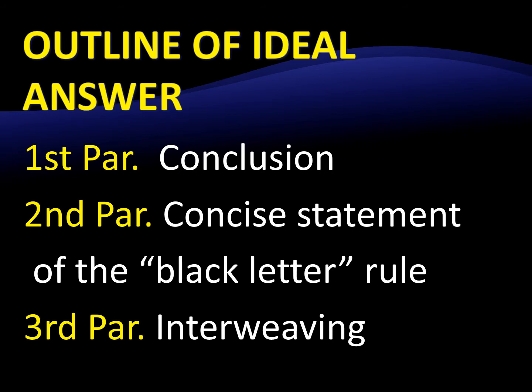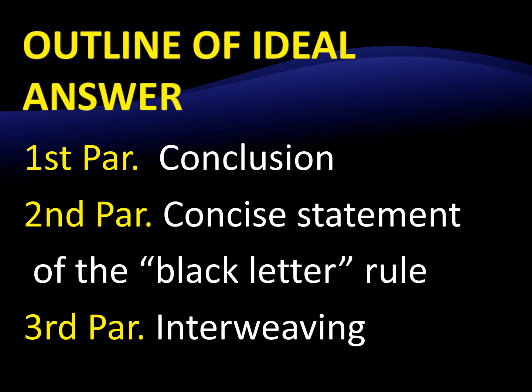What is the outline of the ideal answer? First, you have a conclusion. Even if it's only one word or one sentence, then separate it by paragraph with the second paragraph, which is the concise statement of the black letter rule. But what is the black letter rule? The black letter rule is the essence of the law, the essence of jurisprudence.